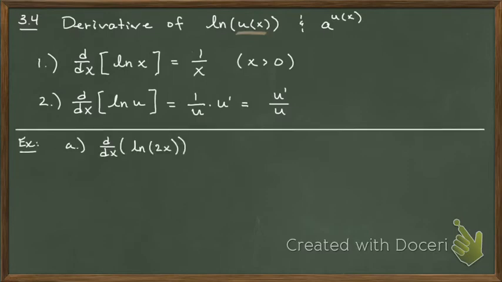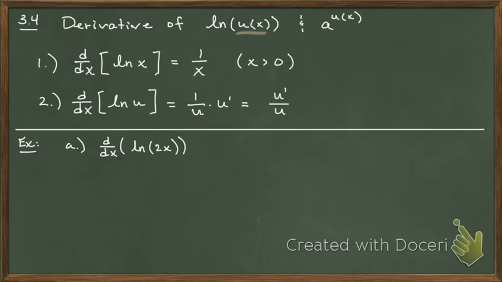Let's look at some quick examples here. The first one I have for you is natural log of 2x. So I'll take a derivative of this guy using my newly learned derivative rules for natural log. And I see very quickly that I don't just have x on the inside of my natural log function, I've got 2x. Okay, so that's a function of x, and it's got its own derivative.